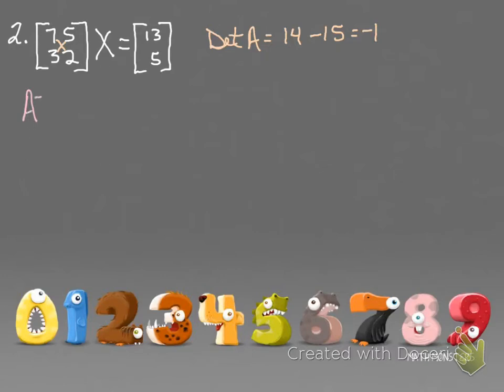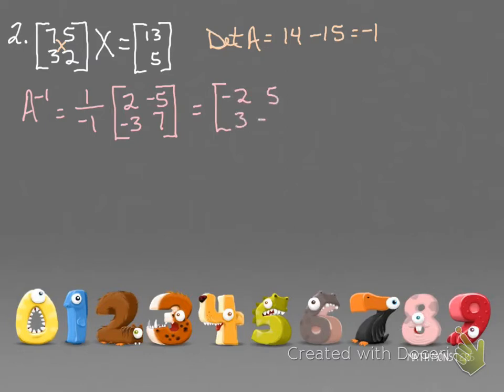To find my inverse, we're going to have 1 over negative 1, and then do my flip-flop in the matrix. So 7 goes down at the bottom, 2 goes to the top. Change my signs on my 3 and my 5. So I multiply everything by my negative 1. So I end up with an inverse of negative 2, 5, 3, negative 7.